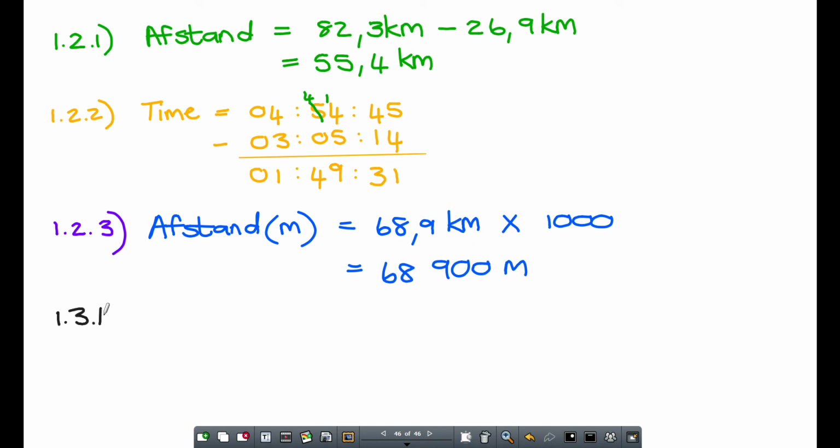Okay, 1.3.1. Nou sê hulle vir my, the graph below shows the number of houses sold in different locations, A, B, C, D en E. Kom ons kyk gou na die grafiek. Op jou x-as, die onderste, die horisontale as, sê hulle vir jou die location, die plek waar dit geleë is. Dan aan die y-as, die vertikale as, sal jy sien die hoeveelheid huise wat verkoop is. So in, kom ons sê buurt A, is daar 12 huise verkoop. In buurt B is daar 7 huise verkoop. Do you guys understand what I mean?